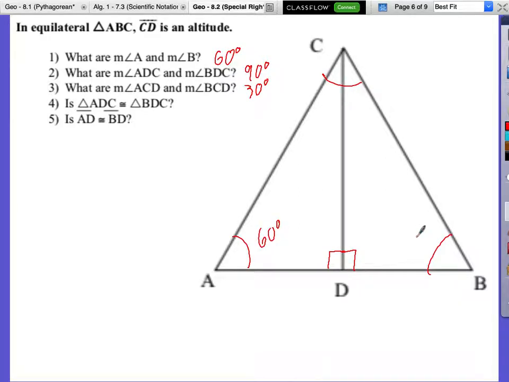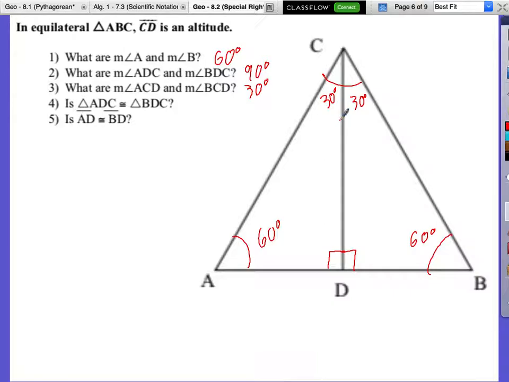Now wait, how do we know this goes through half though? That's not part of our altitude property. Because we know 60 plus 90 plus 30 has to equal 180. So this one has to be 30 because this one is 60 and this one's 90 already. So our triangle sum theorem states that our third angle has to be 30, because 60 plus 90 plus 30 is the only thing that equals 180. So this one's also 30, and so it ends up being cut in half. How did you figure out that it was 60 degrees on A and B? It's an equilateral triangle, so all the angles have to be the same.